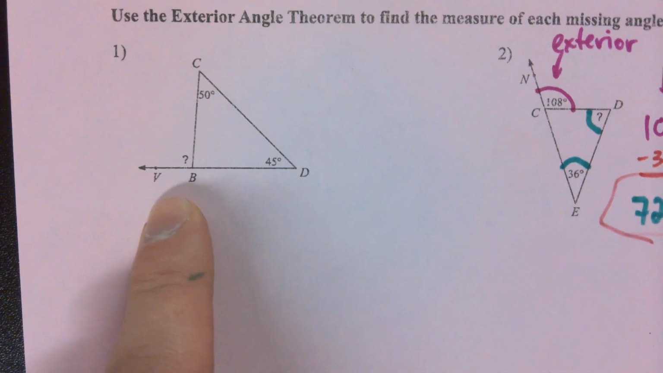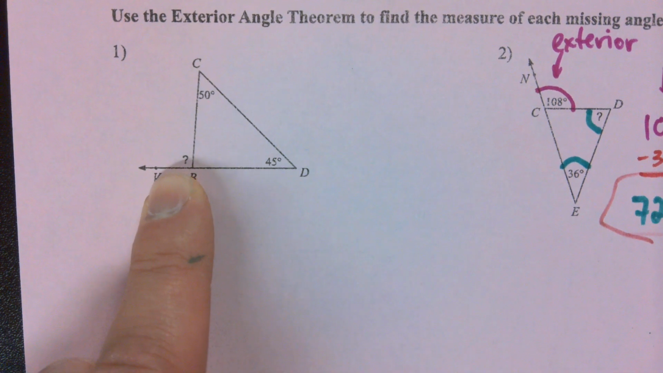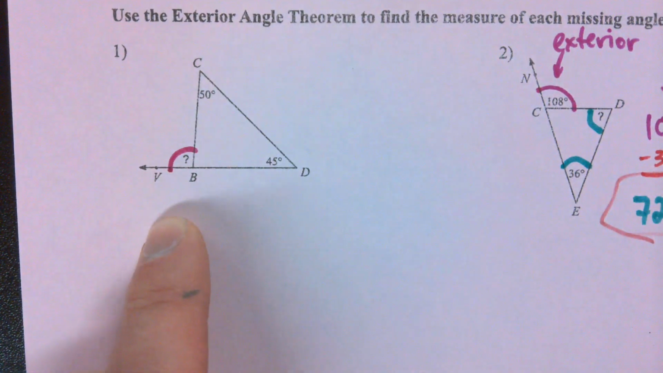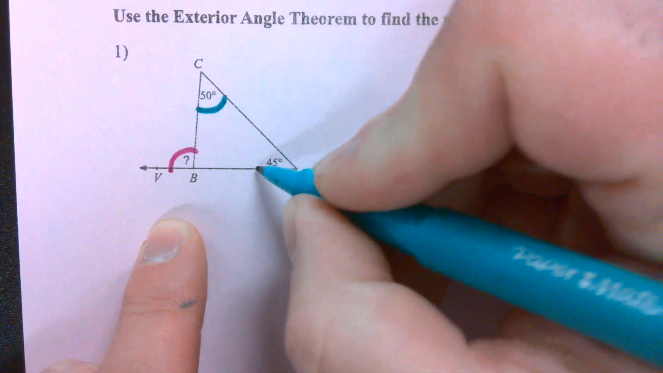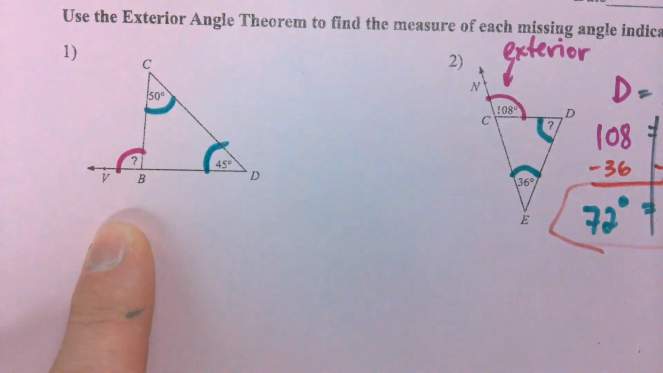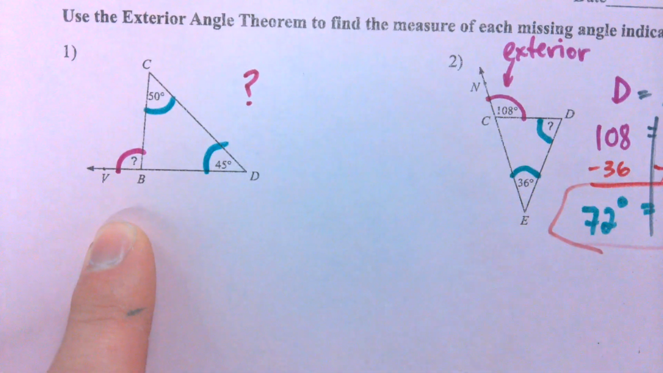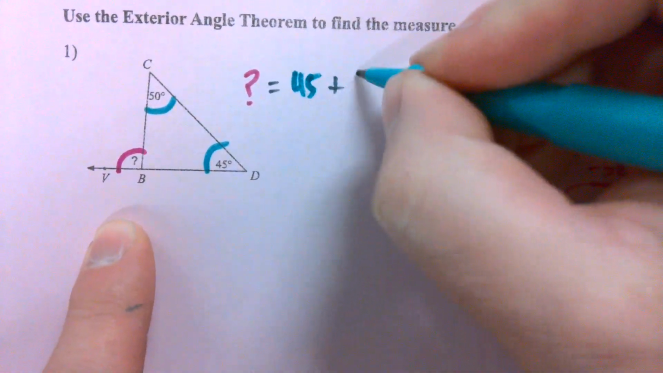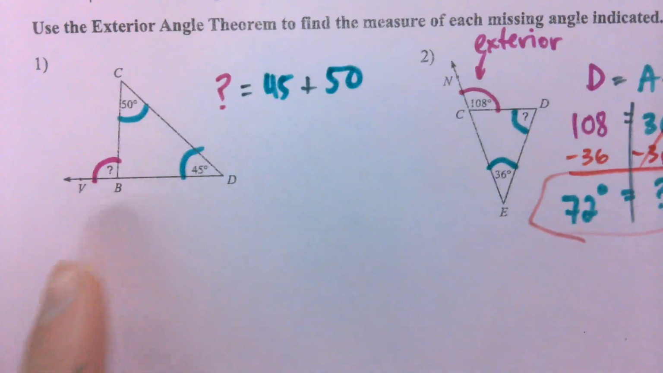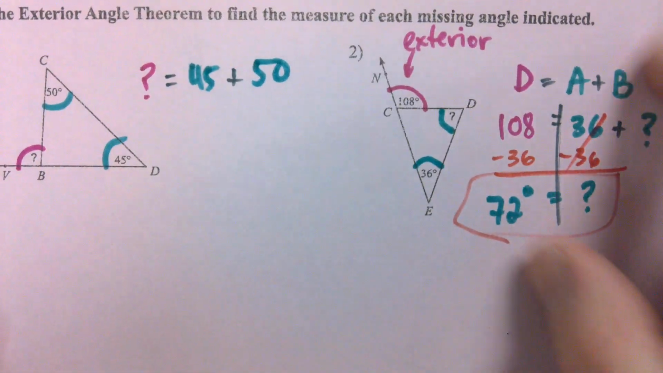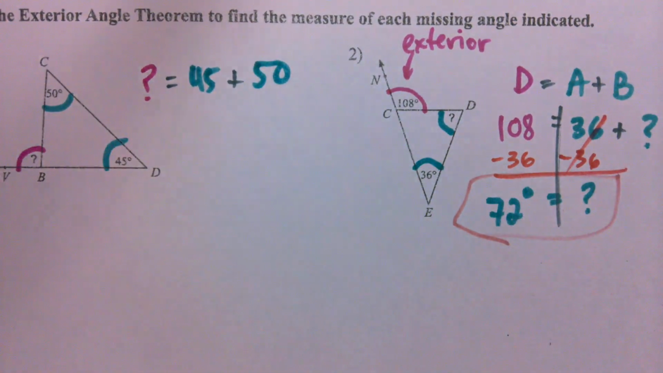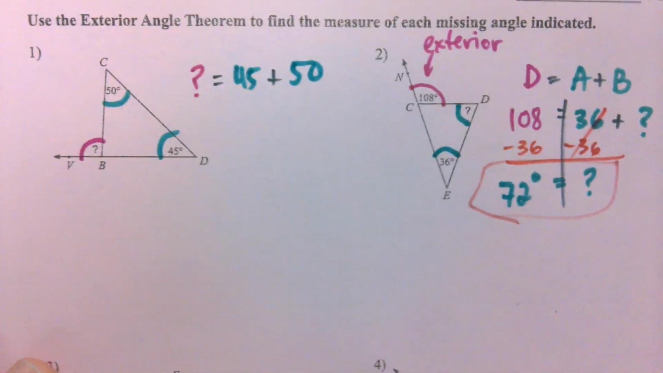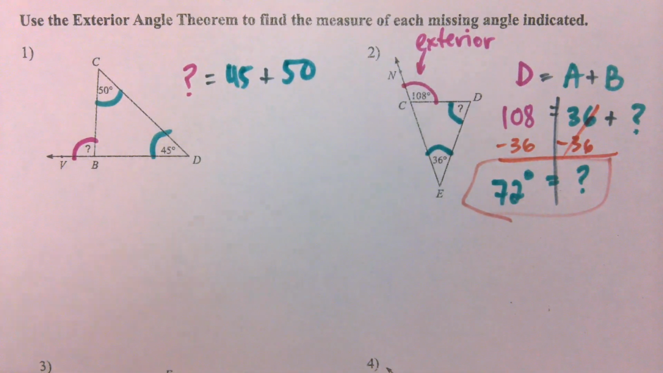So most of them, right, you don't know the exterior angle, and you get both of the remote interior angles. You can set it up nice and easy. Question mark equals 45 plus 50, and then we just add. But sometimes you know the exterior angle, you got to find one of the missing pieces that makes that exterior angle what it is.